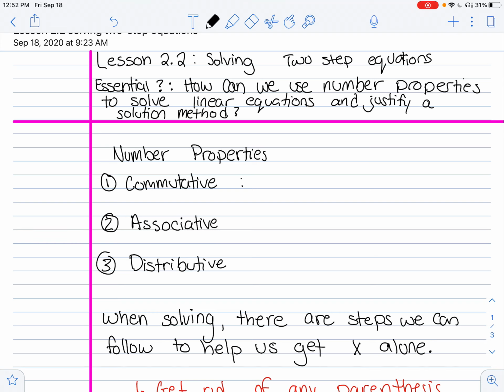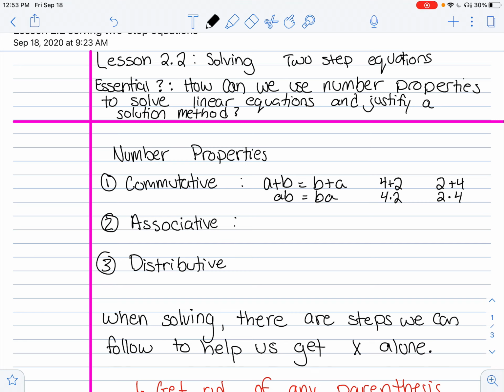Our commutative property just basically tells us that if we are adding two numbers together, the order does not matter. Basically, if I add A and B together, that is going to be the same thing as if I added B and A together. For instance, 4 plus 2 gives me the same thing as 2 plus 4. This also applies to multiplication. A times B is the same thing as B times A. And using the same example, 4 times 2 would give me the same thing as 2 times 4.